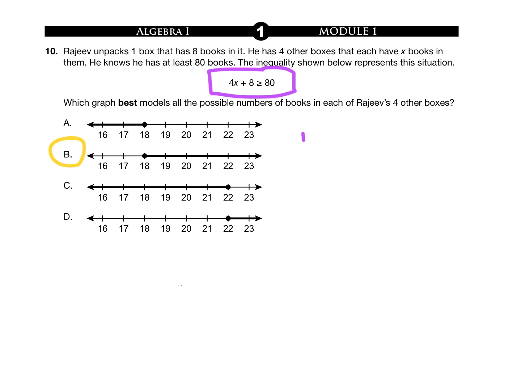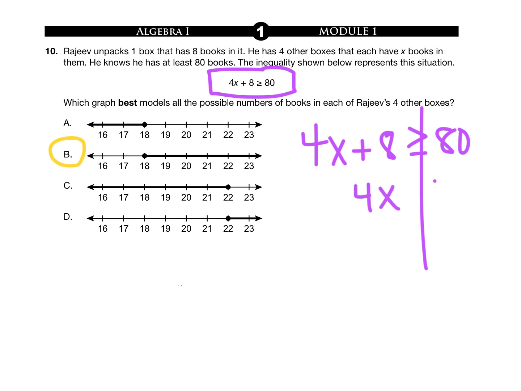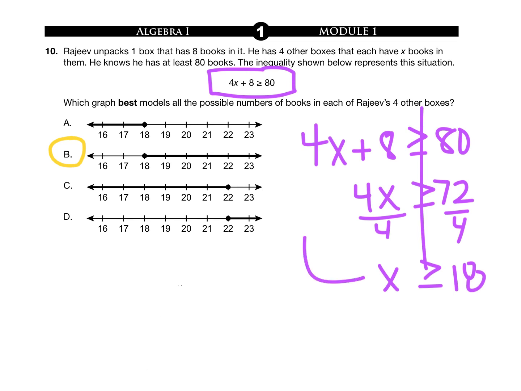So if you think about what we could do with this, we just want to figure out, the model is solving for x. So we go through and do our balancing. We subtract 8 from both sides, so I get 4x is greater than or equal to 72. Divide by 4, and I get x is greater than or equal to 18. Because I didn't multiply or divide both sides by a negative, my symbol stays the same, and that matches this graph here at B.